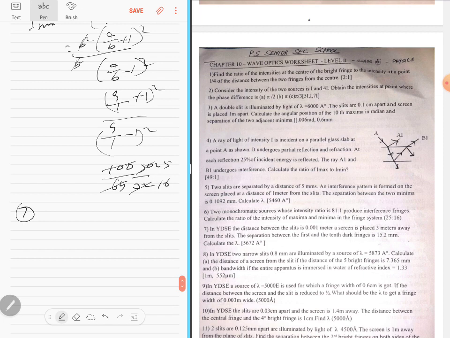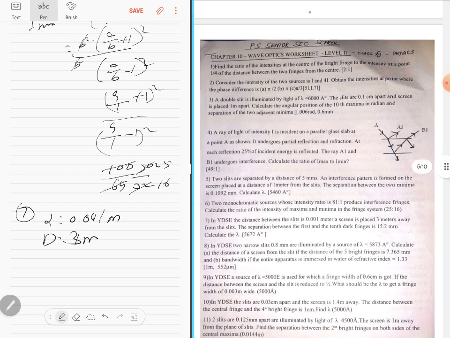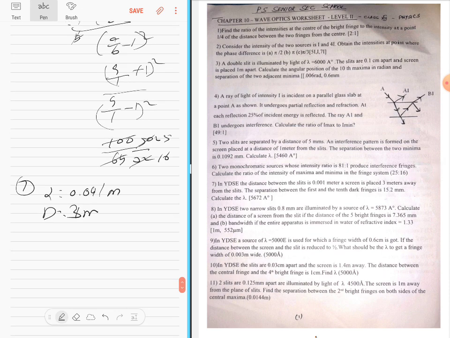In Young's double slit experiment, the distance between the slits, small d, is given to be 0.001 meter, and the screen is placed a distance of 1 meter away. No, 3 meters away from the slit. The separation between the first and the 10th dark fringe, the distance between the first and the 10th dark fringe.